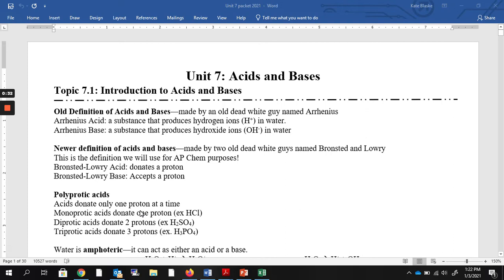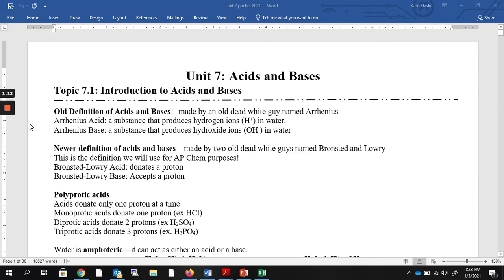So the old-fashioned definition of acids and bases that you probably learned maybe in middle school science, in biology, is the Arrhenius definition. An Arrhenius acid is a substance that makes hydrogen ions when you put it in water. So anything that's going to dissociate and make an H+. An Arrhenius base is anything that's going to make hydroxide ions or OH- ions when you put it in water. Now that's a pretty decent definition, but there are some acids and bases that don't fit within that definition.